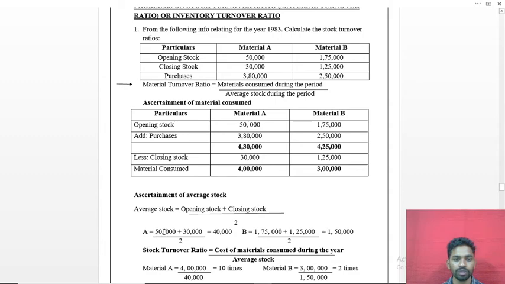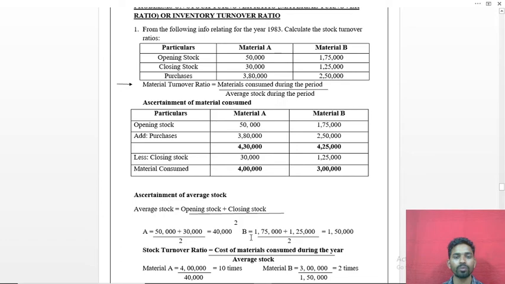Average stock for material A: opening stock is rupees 50,000 and closing stock is rupees 30,000. So 50,000 plus 30,000 is 80,000, divided by 2 is 40,000 average stock for material A. For material B, opening stock 1,75,000 plus closing stock 1,25,000 is 3 lakh, divided by 2 is 1,50,000. This is the average stock for material B.